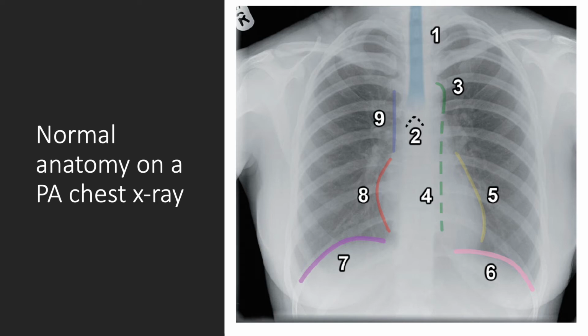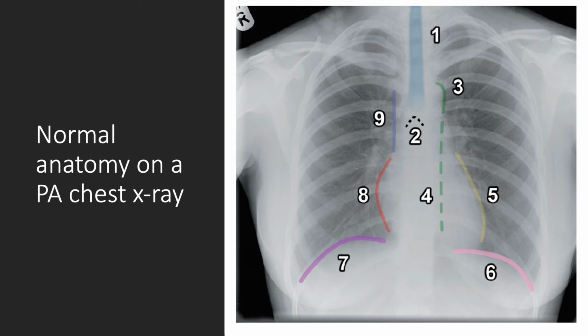This slide shows the different anatomic landmarks you will see in a normal chest X-ray. Number 1 in light blue is the trachea. Number 2, represented by the black dotted line, is the carina, which also corresponds to spinal level T5. Number 3, the green line, is the aortic arch or aortic knuckle. Number 4, the green dotted line, is the descending aorta.